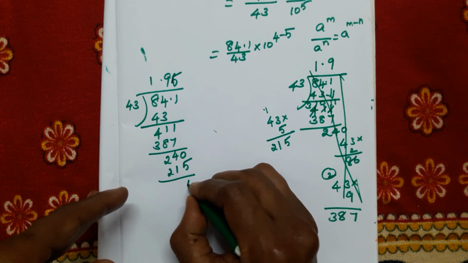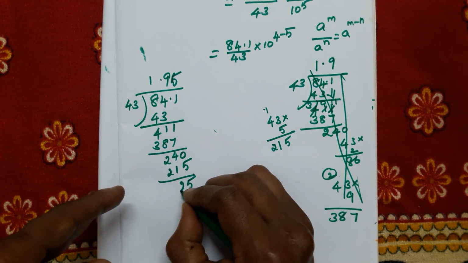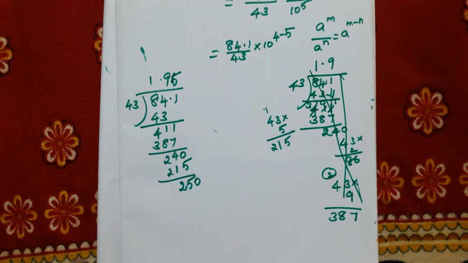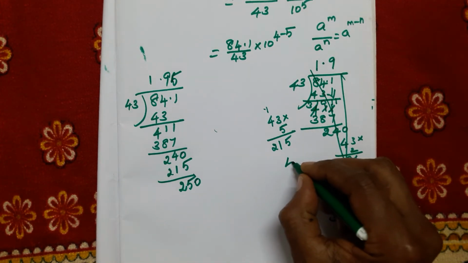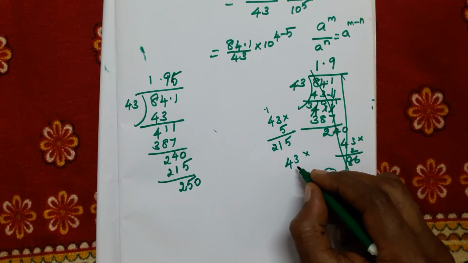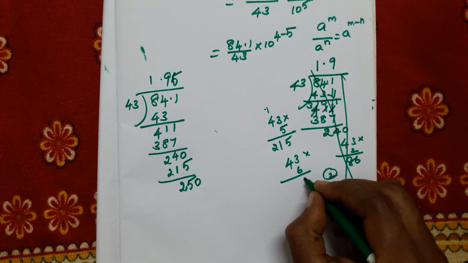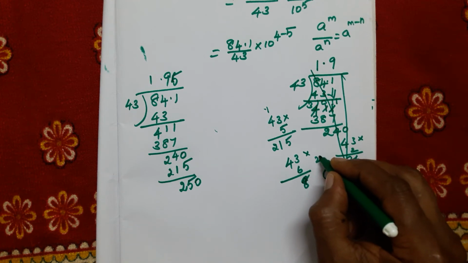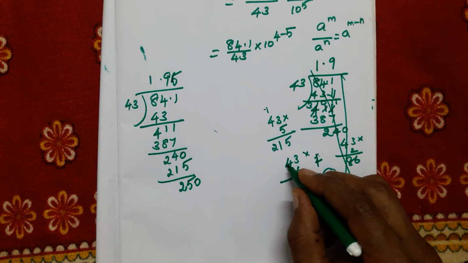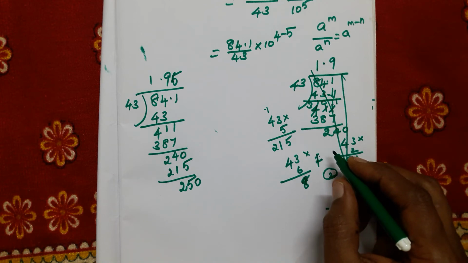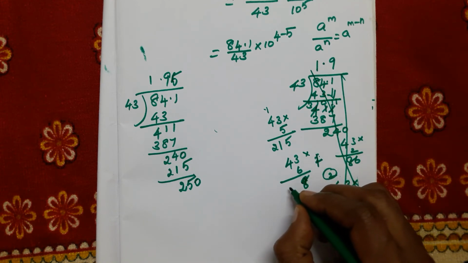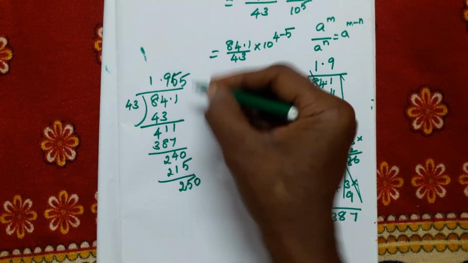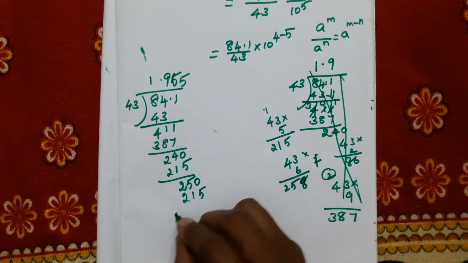Next, subtracting: 10 minus 5, 5. Here 3 minus 1, 2. 25. Again we can include 0. How many times will it go? 5 times means 215; 6 times means 6 3s are 18, 1 balance. 6 4s are 24, 24 plus 1, 25. 258. It is greater than 250. So again 5 times we will get 215.